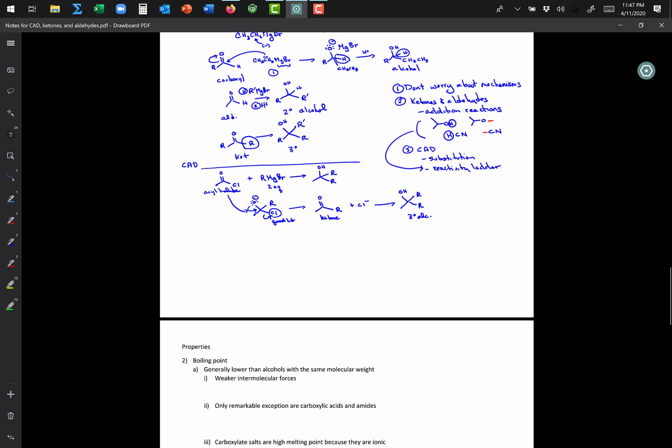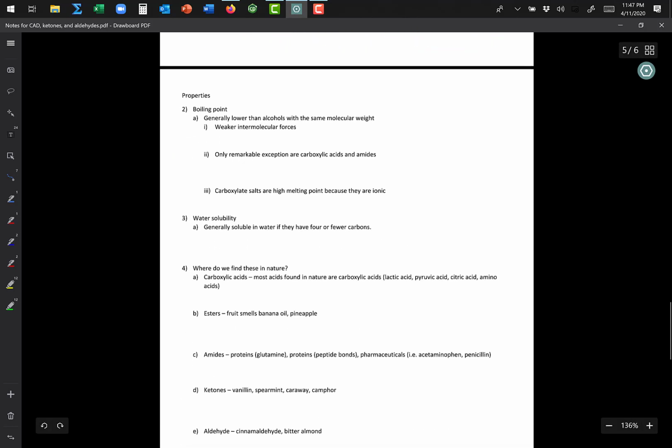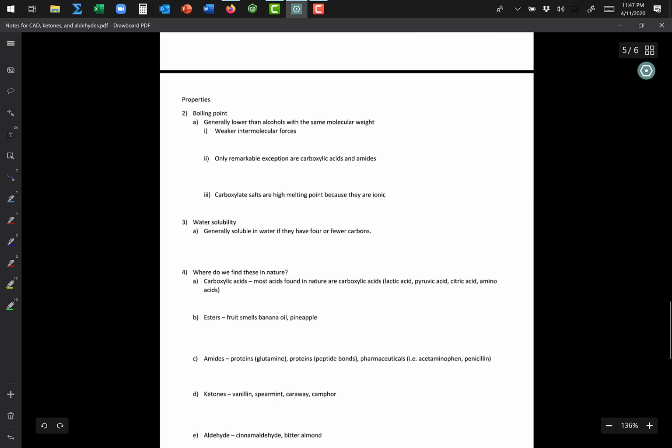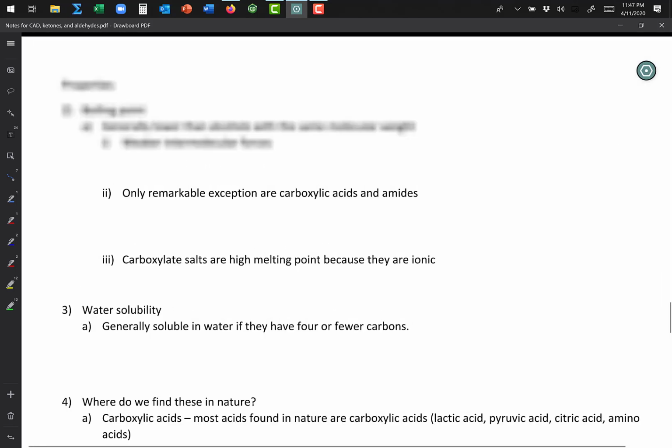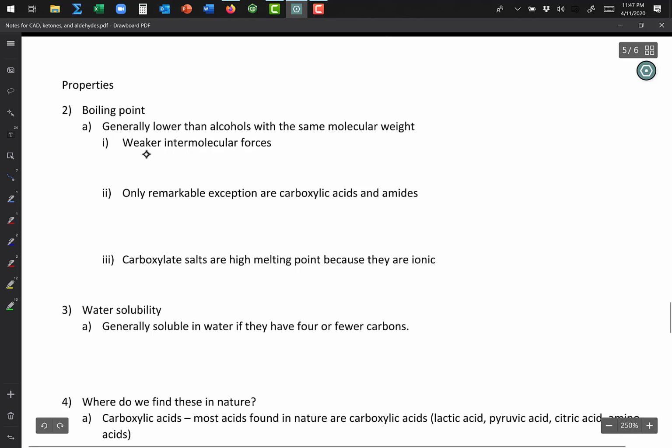Okay. All right. So let's talk a little bit about properties. Properties and where we find these things, because I think that's kind of interesting too. Properties are basically not very remarkable. In general, they have weaker intermolecular forces. Now, the exceptions are carboxylic acids and amides. Weaker intermolecular forces, so they have lower boiling points than alcohols.